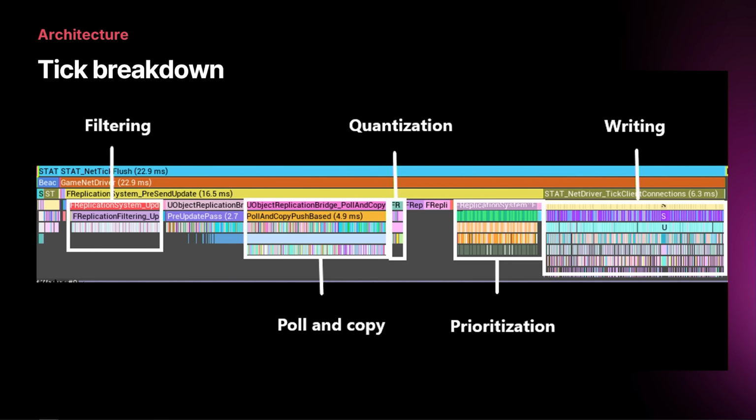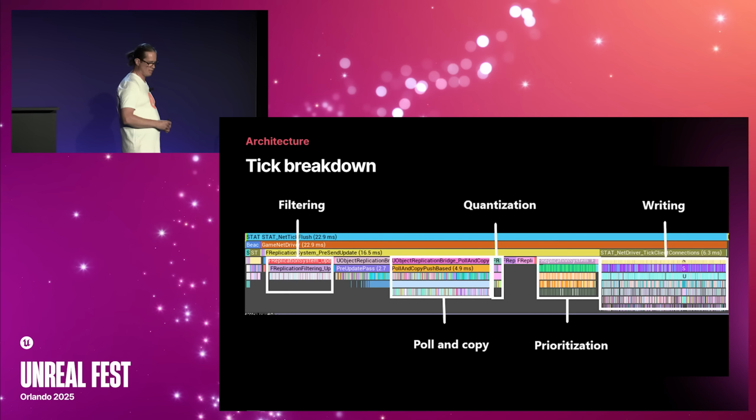So the filtering produces a list of objects relevant to a connection. And when we know all connections requirements, we continue with the poll and copy phase, and we only need to check any objects that are relevant to any connection.